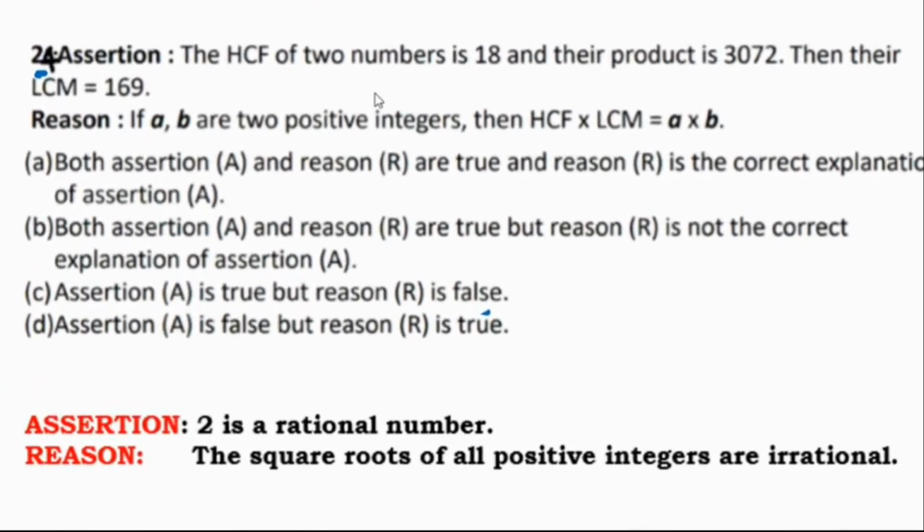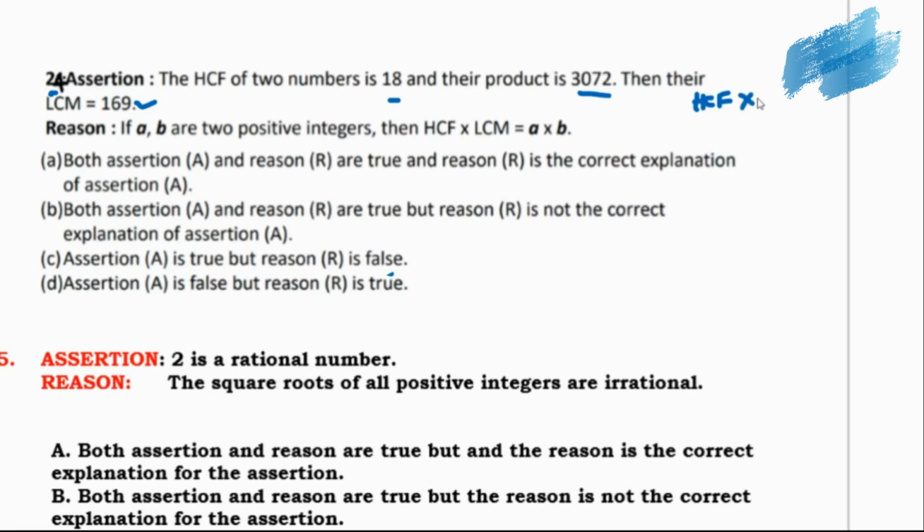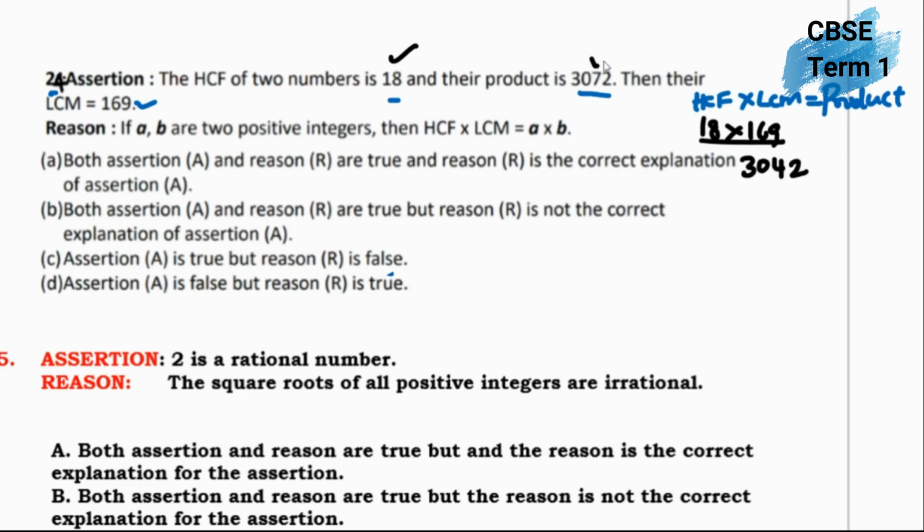24th question, assertion: The HCF of two numbers is 18 and the product is 3072. Then their LCM is 169. To find whether the assertion is true or false, we have to use the formula. The formula for HCF and LCM of two numbers is HCF into LCM is equal to the product of the two numbers. The two numbers may be x and y or a and b. In the question HCF is given as 18 and LCM is given as 169. So 18 into 169 is 3042 and the product in the question is 3072. Clearly 3042 and 3072 are not equal. Therefore the assertion is a false statement.